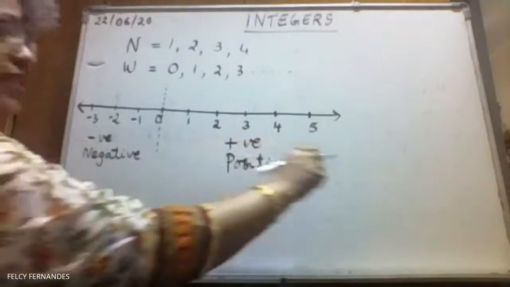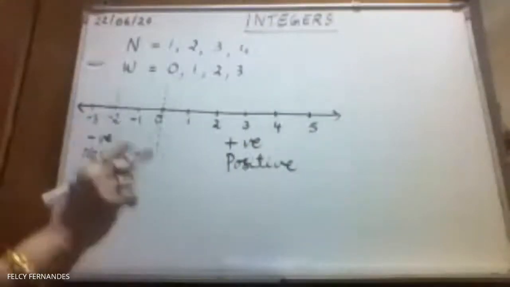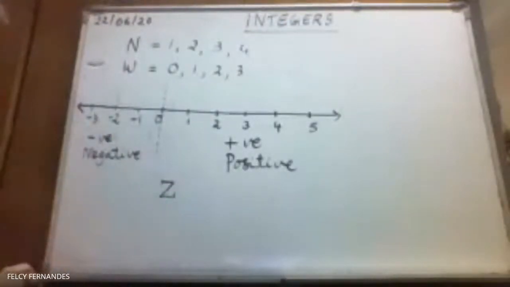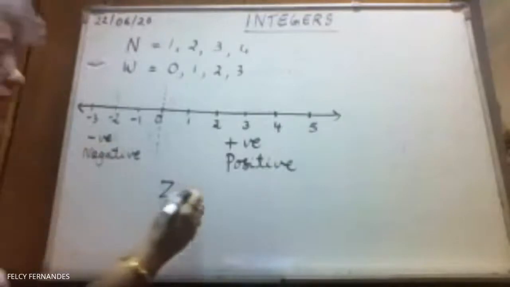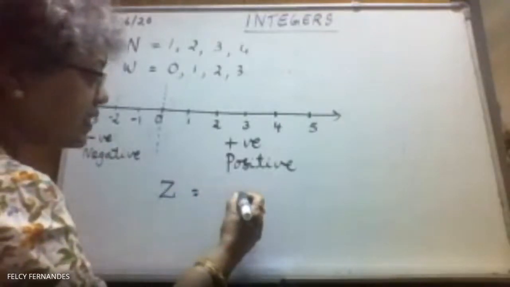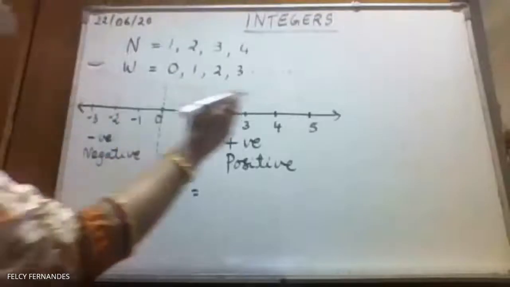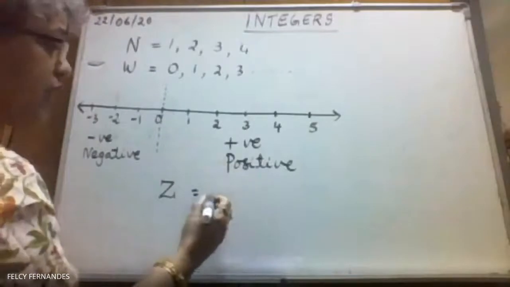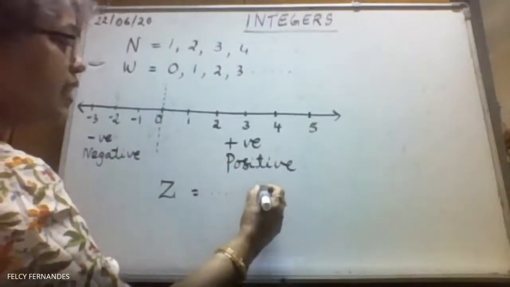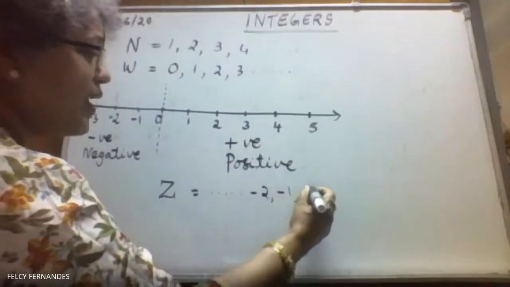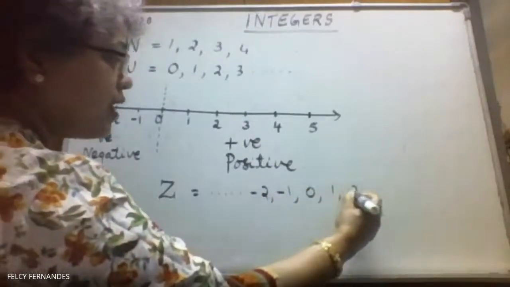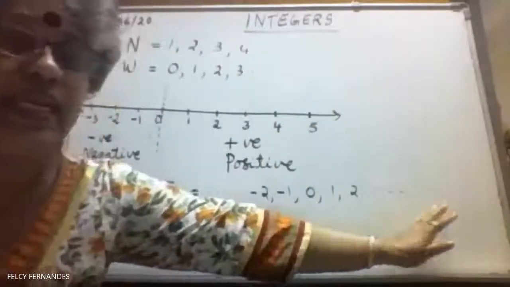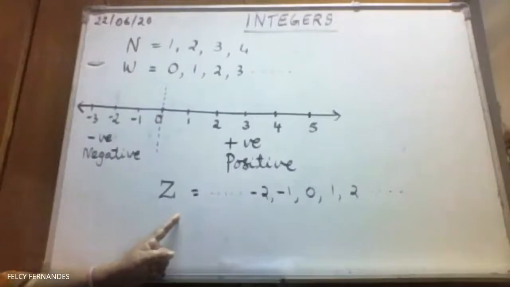Such a set of numbers is called the set of integers. And integers are denoted by the letter Z. Integers are represented like this because you have still more on this side and that side also. So therefore we write dot, dot, dot. Then I can say -2, -1, 0, 1, 2, etc. That means this side is increasing, this side is decreasing.